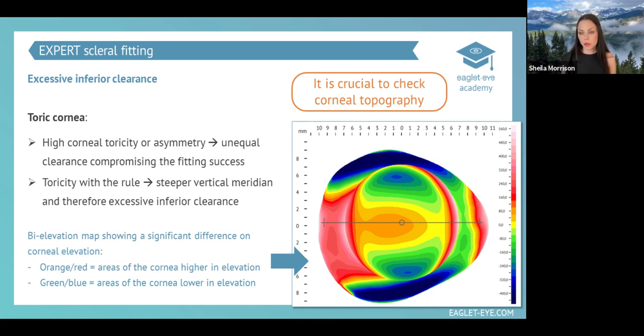And so if we were to imagine placing a lens on top of this eye, where green and blue are further away from us and red is closer to us, the lens is going to touch down first on the area of the higher elevation, so the red. And so we're looking out for extra space in those spots of blue and green, just because we know that's a little bit further away. And so again, there are lens designs today that we can use to help reduce the amount of inferior clearance that we see. But again, looking at topography is really important for us to be able to best manage this.